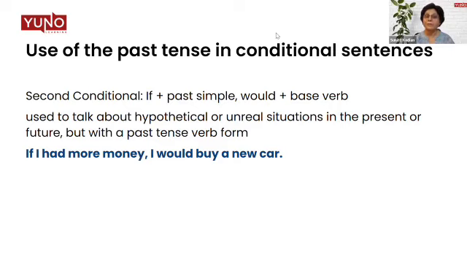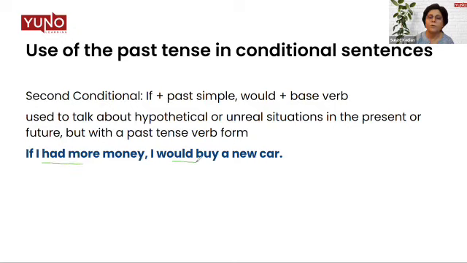Let's look at the conditionals. If, hypothetical situations. So there are four conditionals. We can say zero conditional, the first, the second, the third. We'll not talk about the zero and the first one. They're all in present tense, right? Let's talk about the ones where we use the past tenses. So one is we use simple past after if. How do we have the sentence there? If I had more money, I would buy a car.